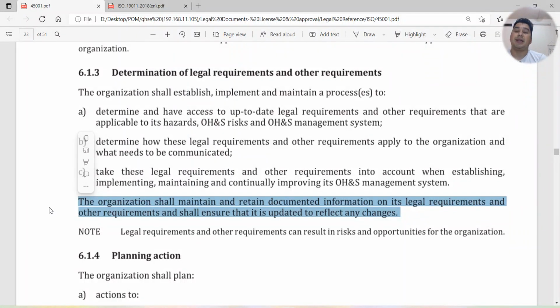So recently there was a COVID law that everyone needs to wear the mask. That is a legal requirement to avoid any health issues. It has affected the whole world, and it has affected the workers also in the work organization.